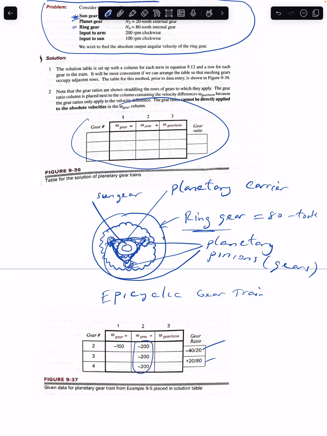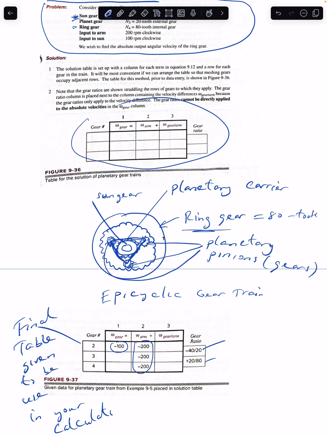But then the angular velocity for the gear, so this is the final table given, to be used in your calculation.